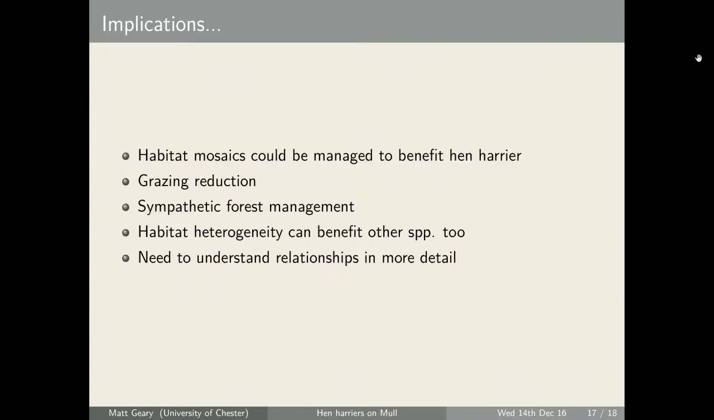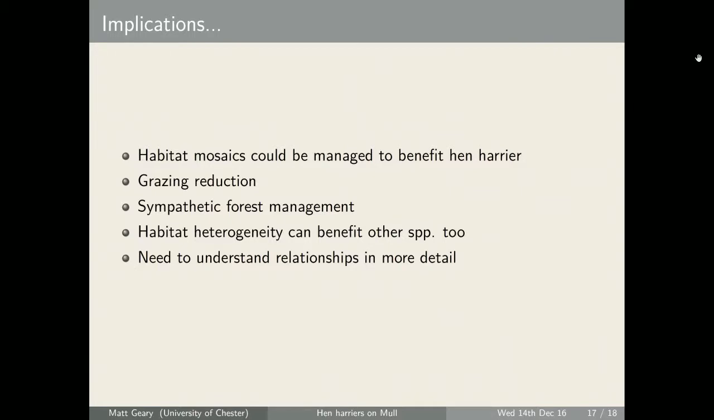The implications of this, I think, are really useful, because they say that with a push to increase forestry across Scotland, we could manage mosaic habitats for hen harrier. We could manage the way we put forestry into the landscape, if we knew more about this, to not take away this open land that hen harrier need, but actually fit within their requirements. A grazing reduction might be a beneficial side of this, which, along with sympathetic forest management, I think, based on my experience of working on hen harrier, but also other species, including black grouse, would benefit other species as well. A lot of the things that we're seeing here wouldn't be terrible for a black grouse population elsewhere in Scotland. But in order to make really useful management recommendations, we need to understand this in more detail.